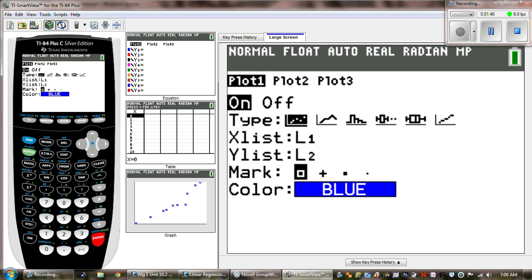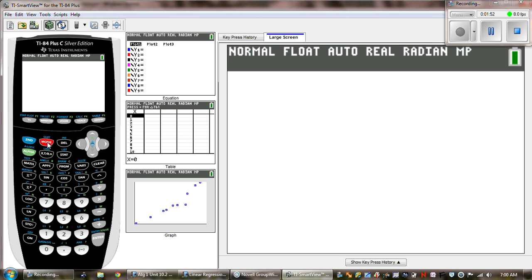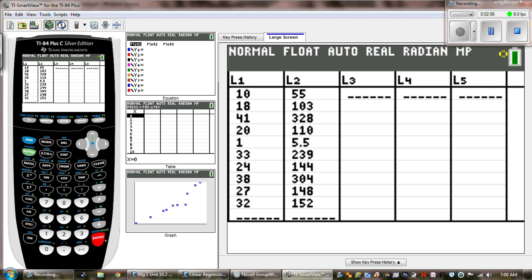If I want to get out of this screen, the way that I do that is I'm going to hit second, mode, and that quits any screen that I'm on. The next thing I'm going to have to do is start typing in all of my information. To do that, I'm going to hit the stat button and enter.